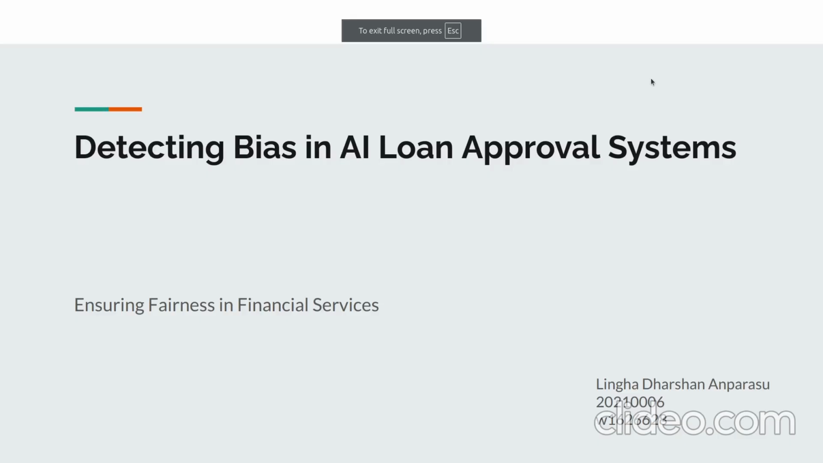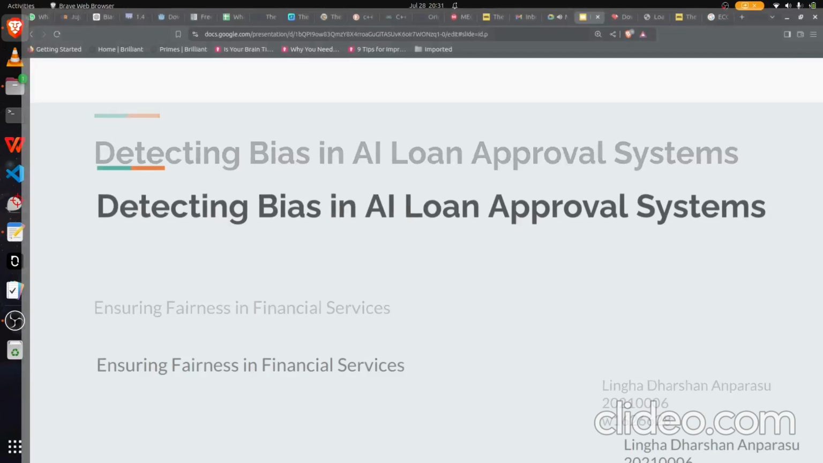Hi, my name is Lingadarshan Anparasu, and I'm a cybersecurity master's student. This is my cybersecurity master's project. My project will be explaining how to detect and mitigate biases in AI-driven loan approval systems.